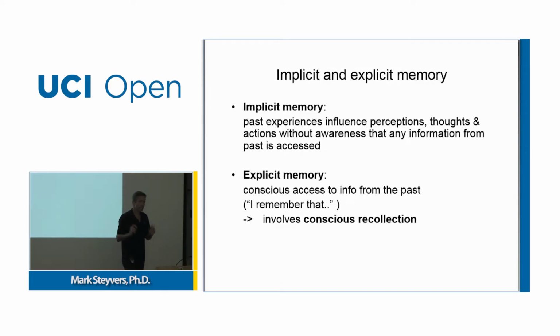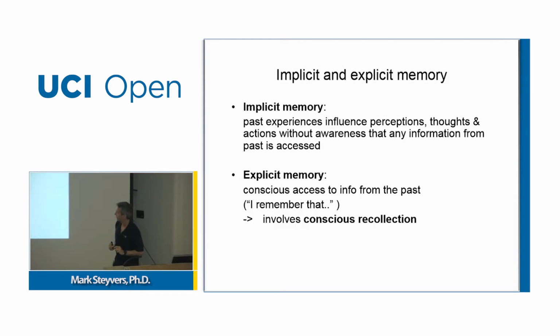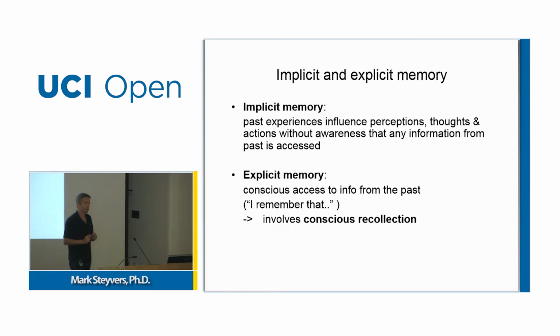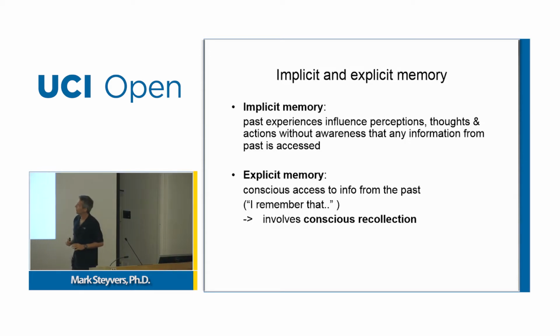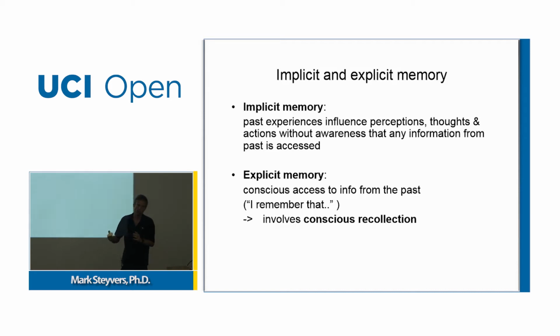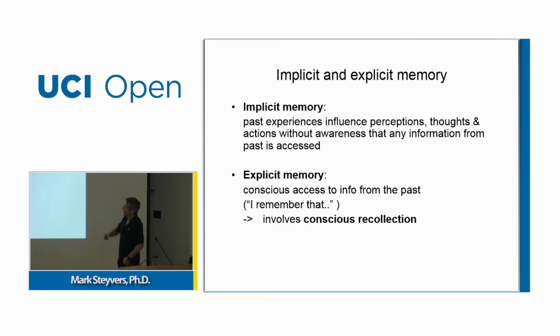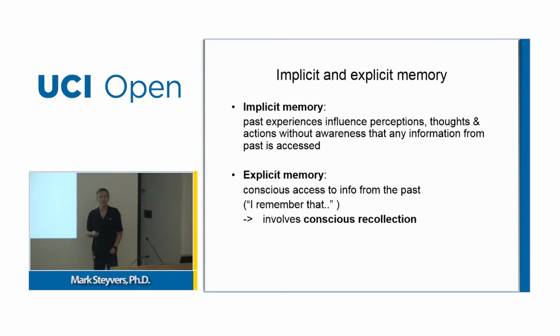All right, this is one of the most important distinctions during this lecture: between implicit memory and explicit memory. So implicit memory is where your past experiences influence you, but you might not be aware of it. So you have some memories in your long-term memory. They affect you. You don't know that you have them, but they do influence you. Explicit memory, or declarative memory, is where you can say, I remember that, I did this. And those involve, almost by definition, some conscious access to information from the past.